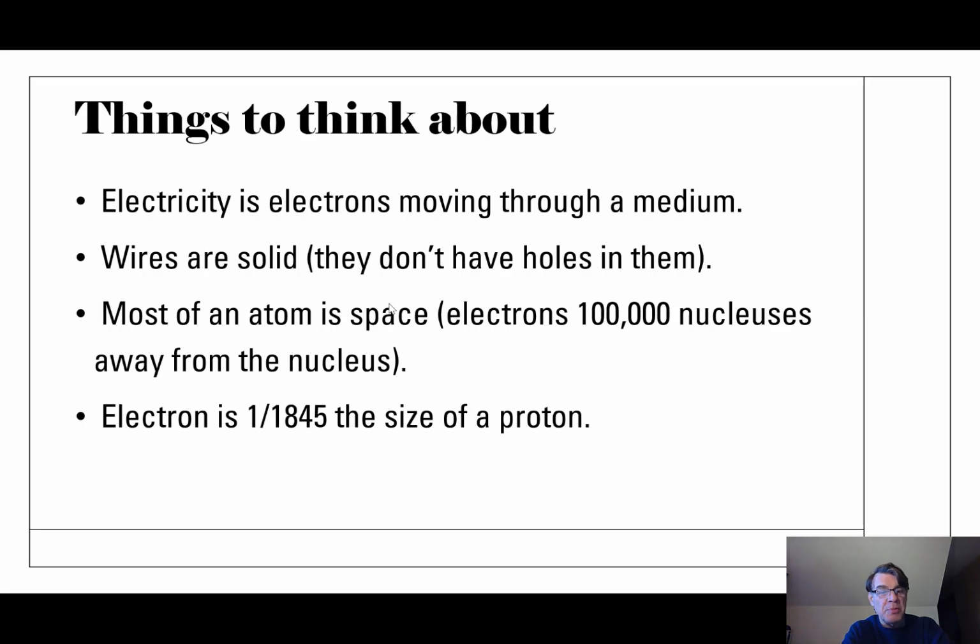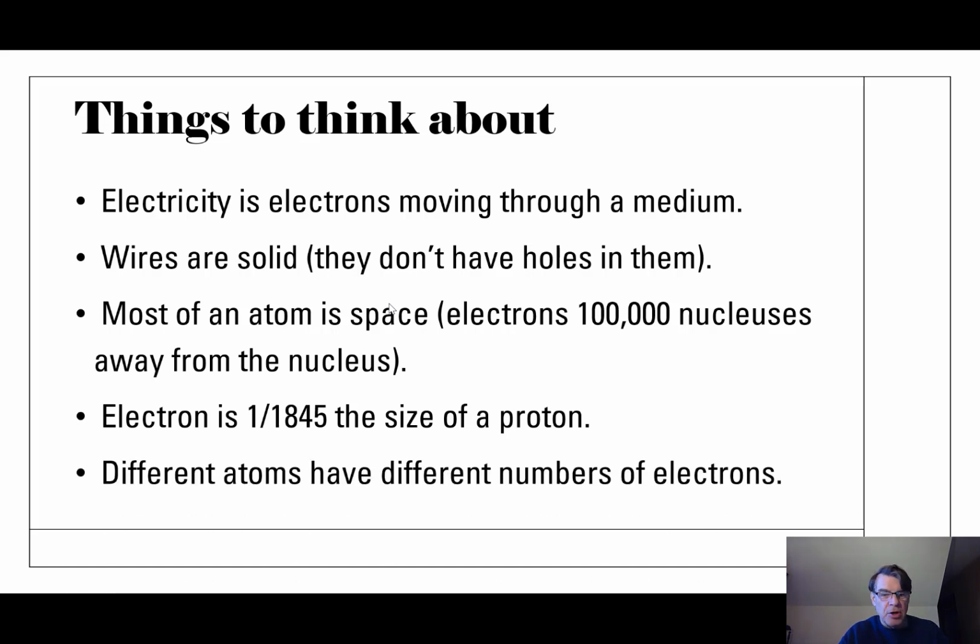An electron is actually much, much smaller than the proton, the positively charged particle. The electron is the negatively charged particle, the proton the positively charged particle. The electron is about 1/1845th the size of a proton. So that's just a little bit to get us going. Different atoms have different numbers of protons and electrons. The way you tell the difference between, say, oxygen and silver is they have a different number of protons. And because of that, they have a different number of electrons, and they have a different number of neutrons.